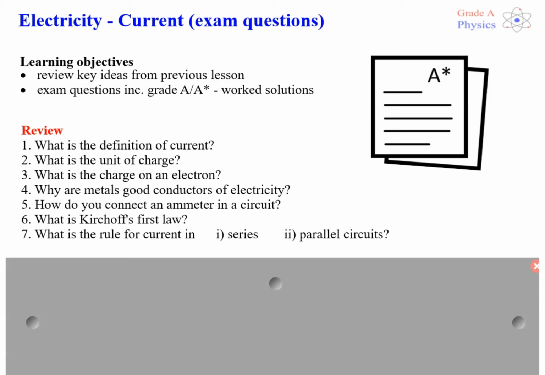So the first thing I want you to do is to read through these 7 questions, just pause the video and see if you know the answers. You can either do it in your head or you can write it down on paper. As with all topics in Physics A-Level, you must understand the basics. So it's very, very difficult to make any progress on exam questions, especially A star, unless you know the fundamentals.